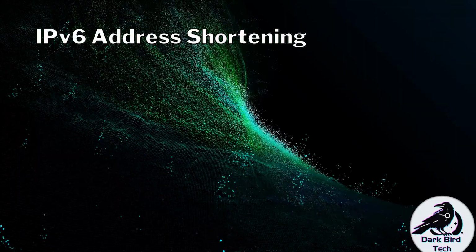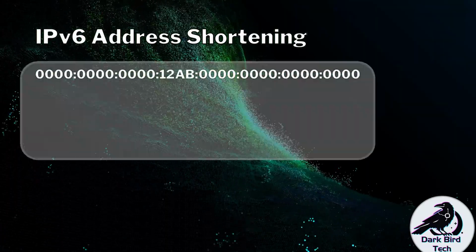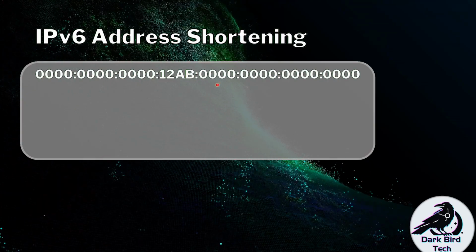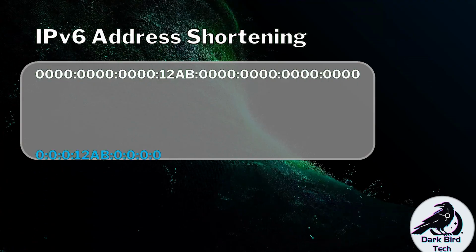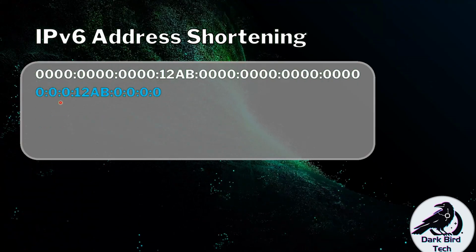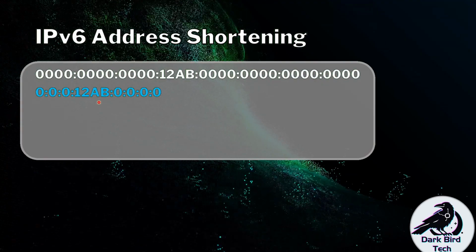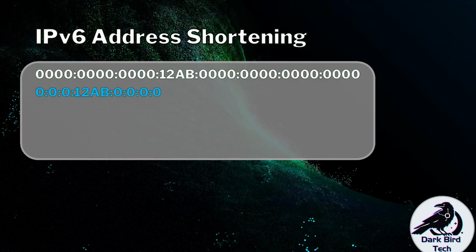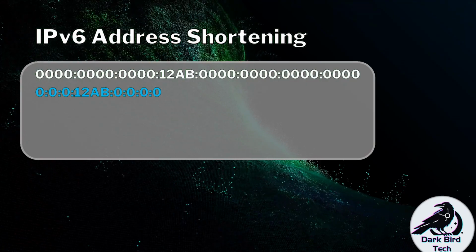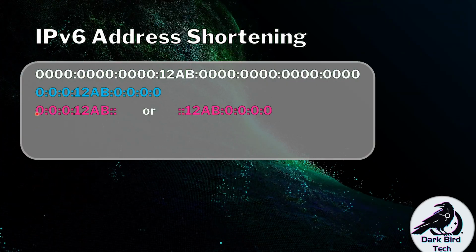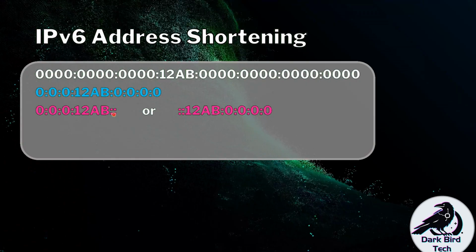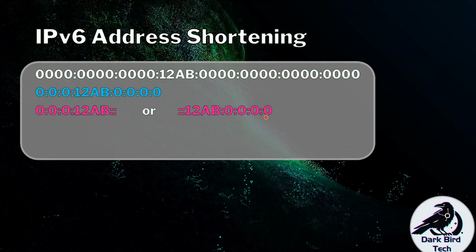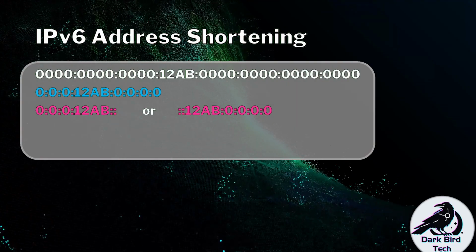But sometimes with address shortening, you might land up in a situation where you get more than one opportunity to use the double colon. So we've got loads of zeros, 12AB, loads of zeros. If I drop leading zeros, that leads me here. So you can see I've got 3 segments of zeros, 12AB, 4 segments of zeros. Now, remember the rule is I can replace consecutive segments of zeros with the double colon, but once only. So that means I can write it either as 0:0:0:12AB:: or ::12AB:0:0:0:0. Either one is fine as long as I do the double colon once.